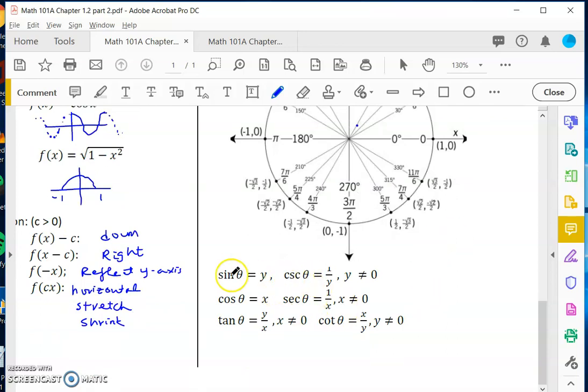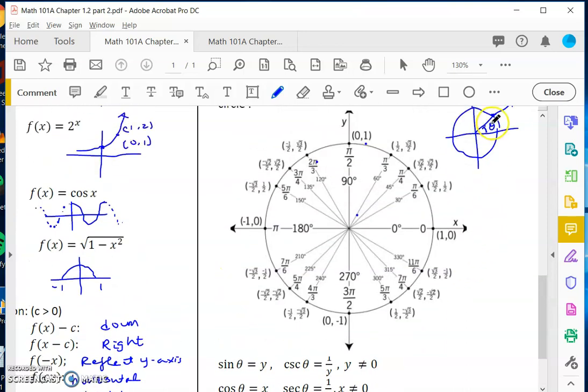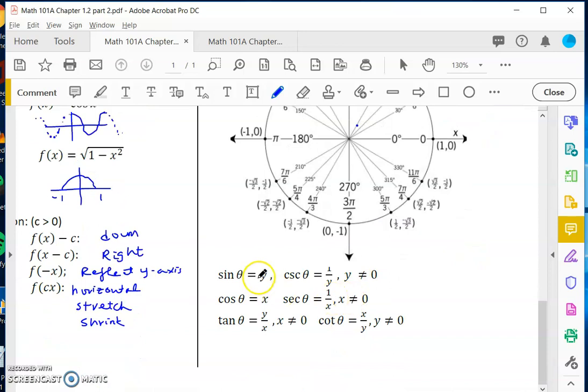So how are the 6 trig functions defined? Thinking of this point x, y on the unit circle, sine theta is y, and cosine theta is x. That means for anything on the unit circle, the first number, x, is always the cosine of that angle, and the y coordinate is the sine of that angle. Okay, so that is sine and cosine.